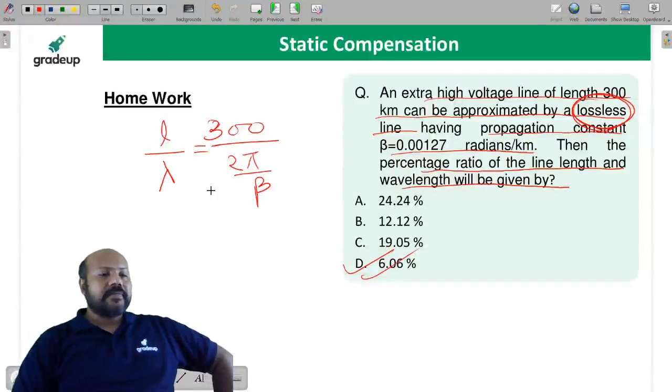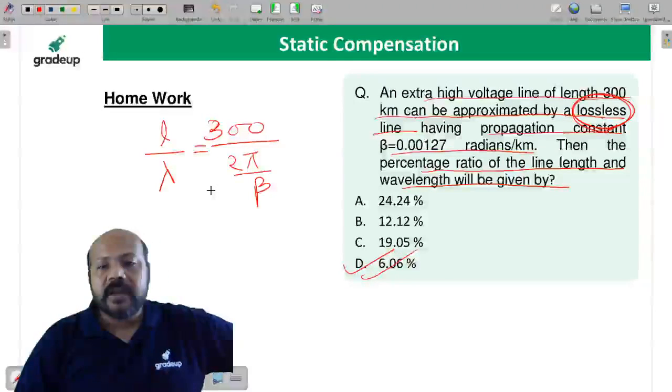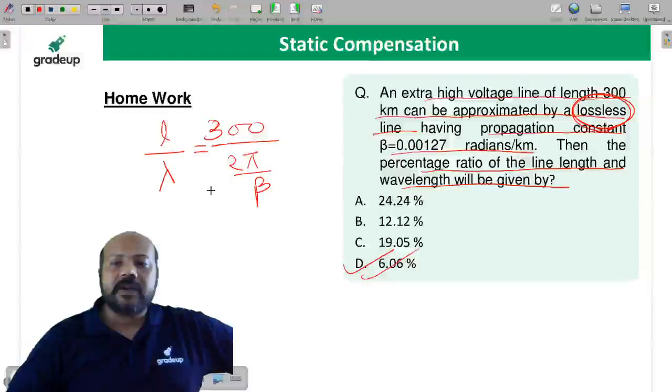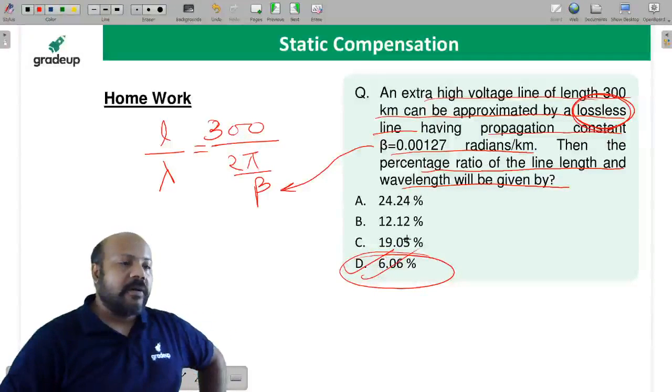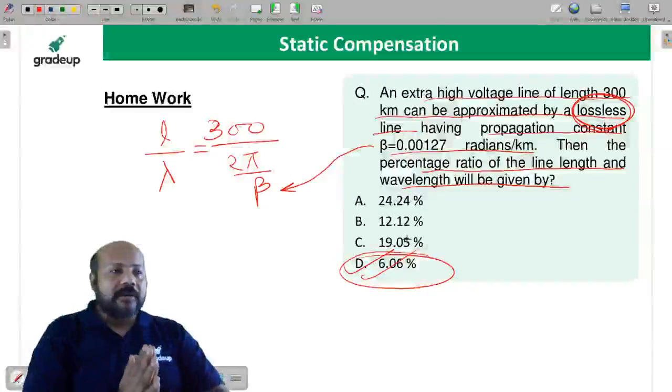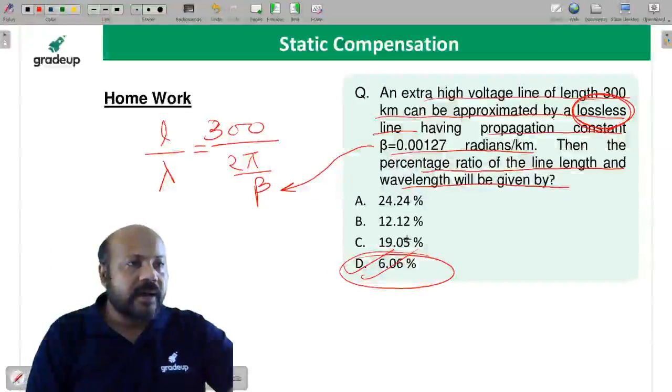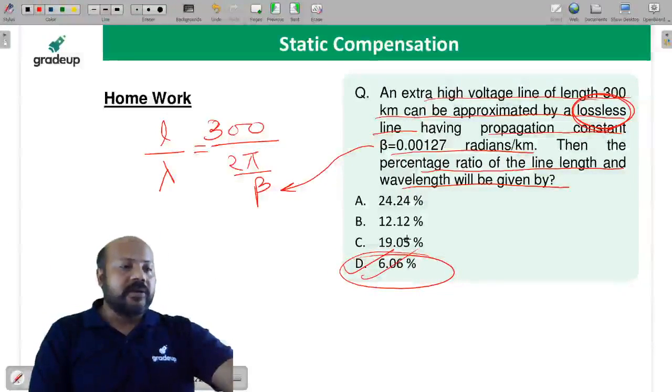Is it clear? Brahma Teja, yes, you are right. 6.06 is the correct option. If you put the beta value here, you will be getting option D as the correct option. All of you just tell me, are you getting this answer or not? Can we proceed?